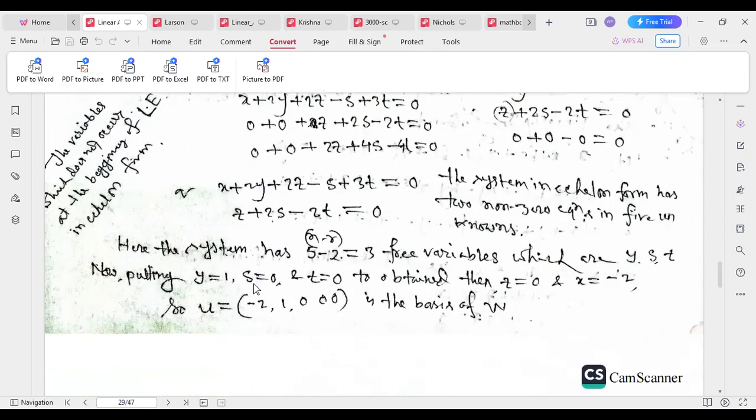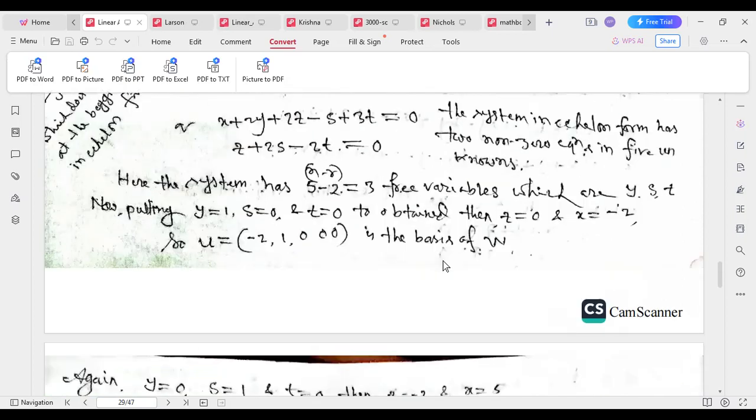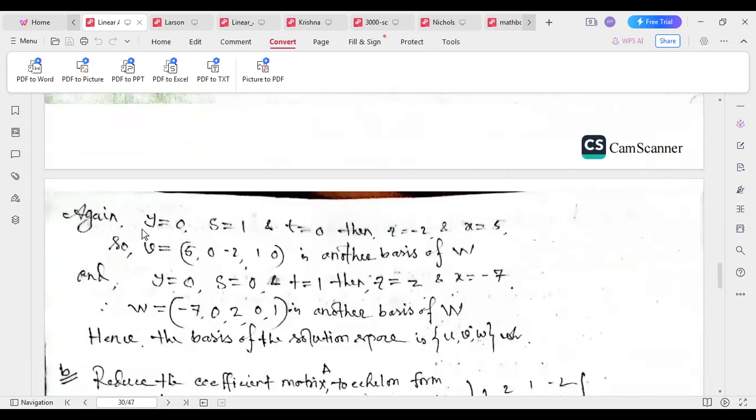So putting y equals 1, s equals 0 and t equals 0, we obtain that z equals 0 and x equals -2. So this is a basis vector of W. Similarly, if y equals 0, s equals 1 and t equals 0, then we get z equals -2 and x equals 5 from the echelon form equations. So this is another basis vector of W.